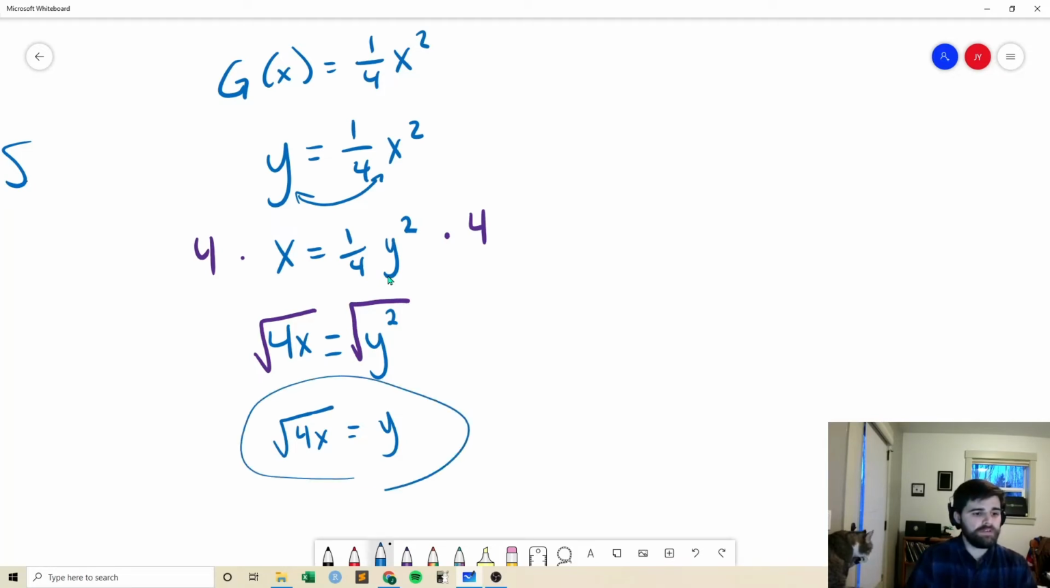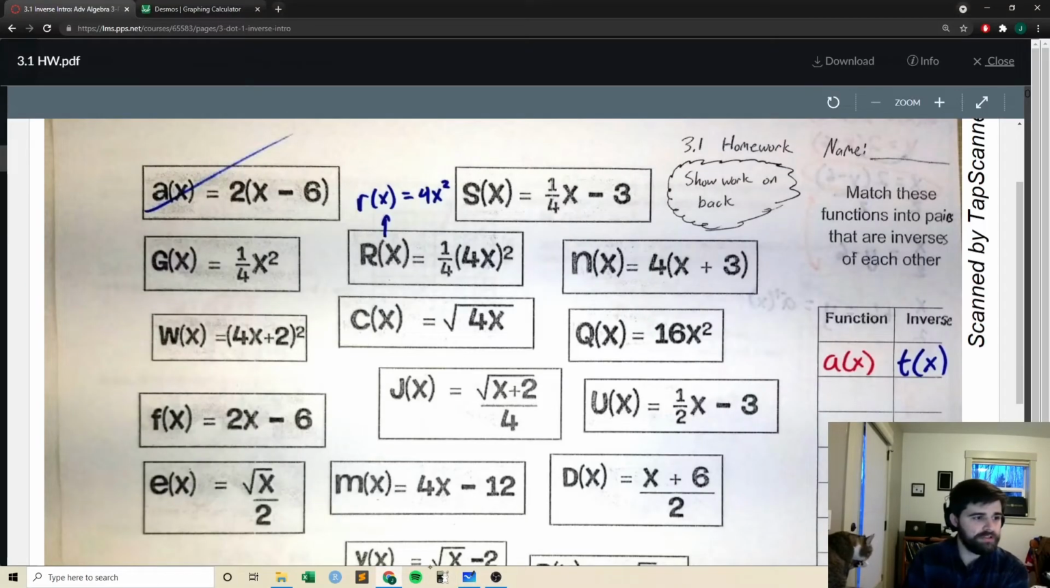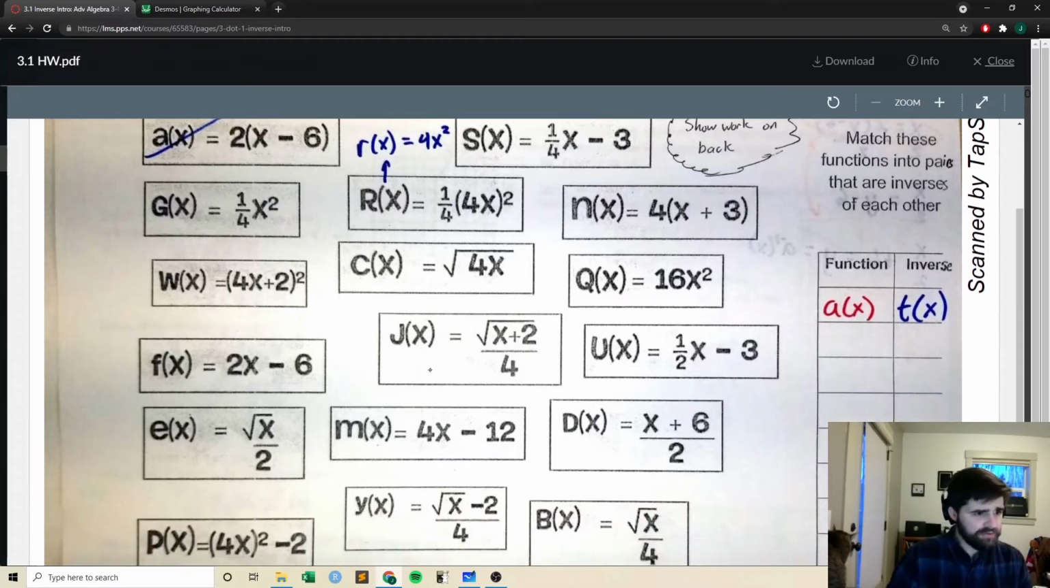Cool. So the inverse of g of x, if we wanted to be fancy here, we could write our inverse notation. So g inverse of x would be the square root of 4x. So on your worksheet, you're going to try to find the square root of 4x. Looks like C is a match for G. So we get another DNA match there. Okay, let's take a look at another one.